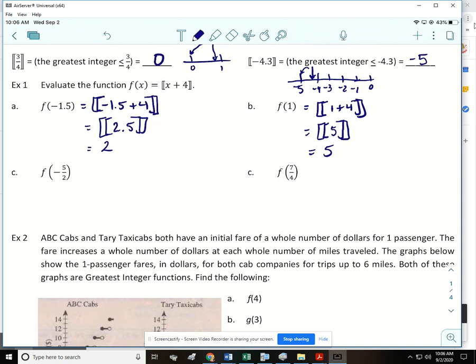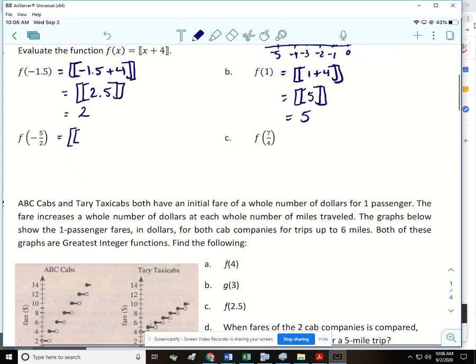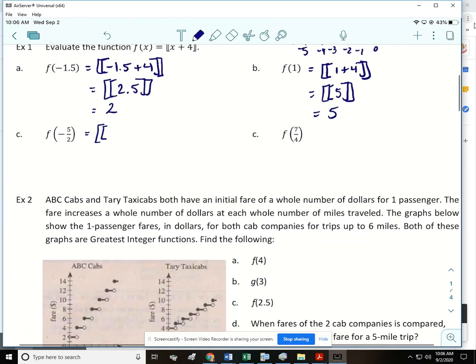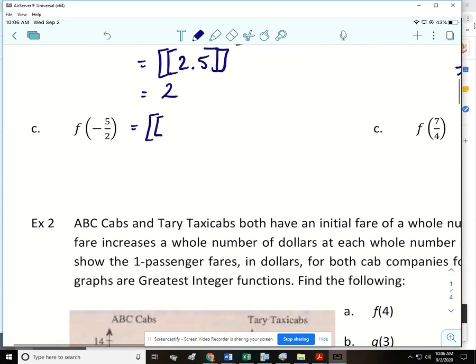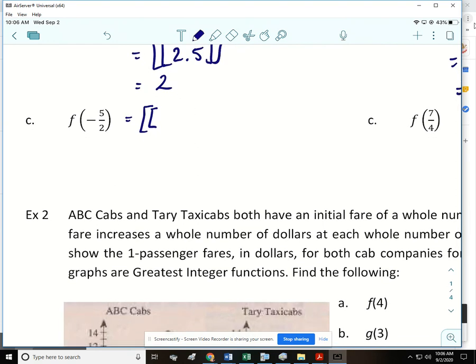All right. Now, I absolutely love fractions. Like, I like dealing with fractions better than decimals, but with greatest integer function, it's the one time that I like decimals better. So I know that -5/2, if I take -5 and divide that by 2, that's -2.5. And I'm going to add 4 to that. When I do, I get 1.5. And the greatest integer less than or equal to 1.5 is 1.